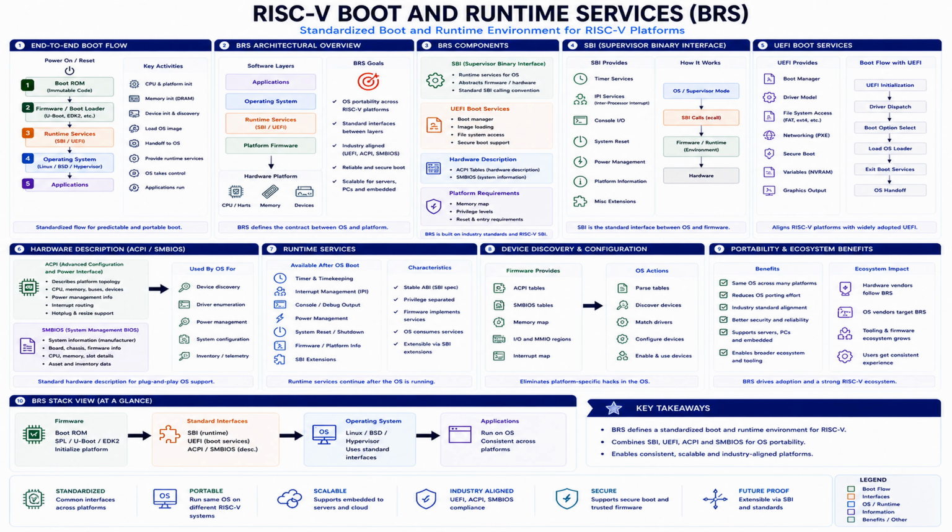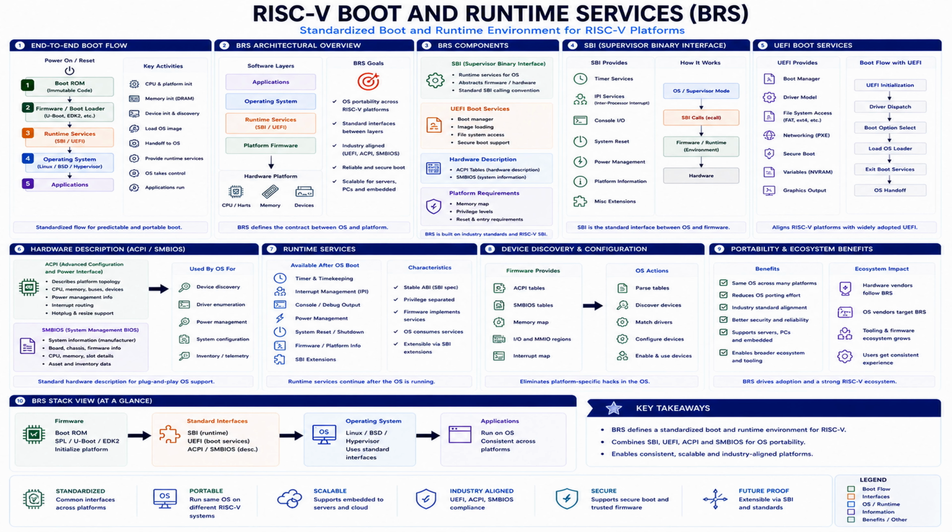Section 8 describes device discovery and configuration to show how the OS identifies and configures hardware. Firmware provides ACPI tables, SMBIOS tables, memory map, and I/O regions. OS actions include parsing tables, discovering devices, matching drivers, and configuring hardware. The result is a fully initialized system, so device discovery and configuration eliminates platform-specific OS hacks.